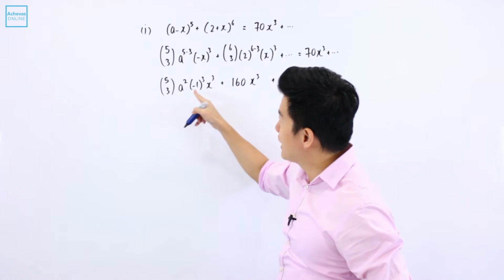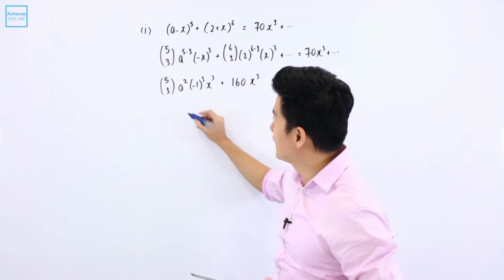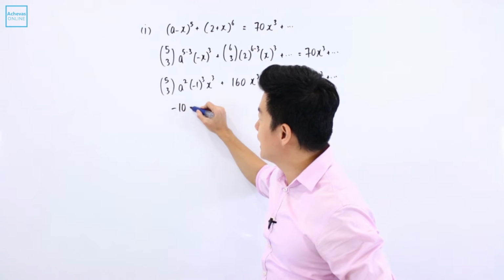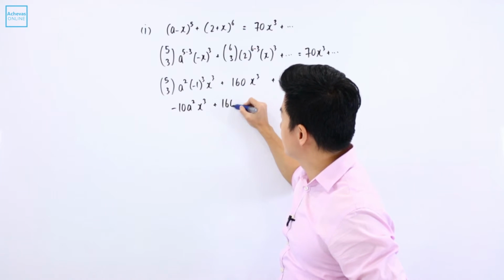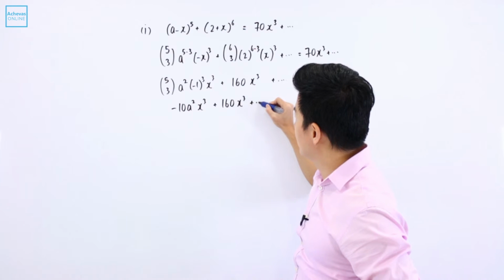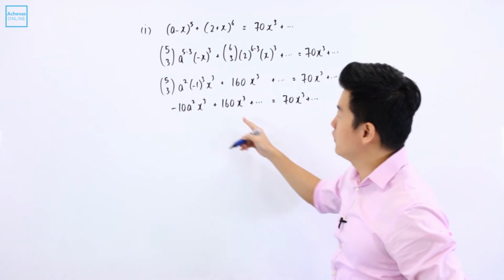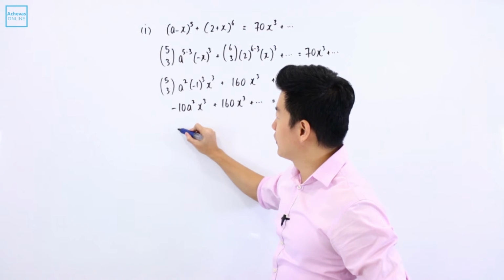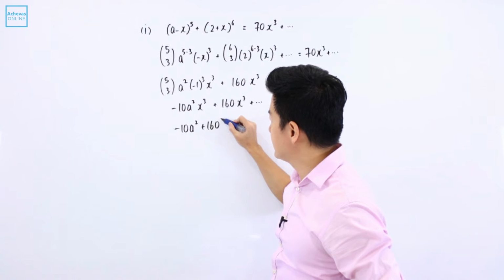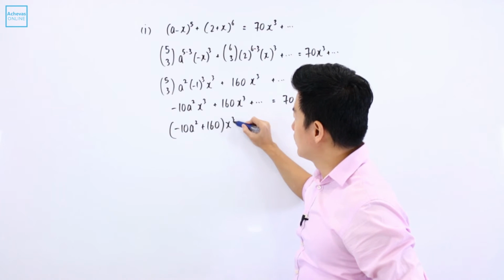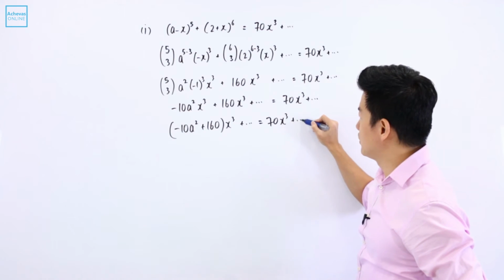Pressing 5 choose 3 and minus 1 to the power of 3 onto my calculator, what I'm going to get is minus 10. So here will be minus 10 a squared x to the power of 3 plus 160 x to the power of 3, and so on. This is equal to 70 x to the power of 3. Factorizing x to the power of 3 will give me 10a squared plus 160 of x to the power of 3, which is going to be equal to 70 x to the power of 3, and so on.